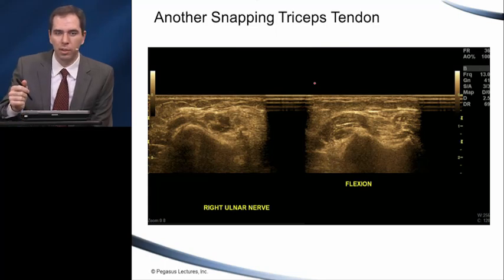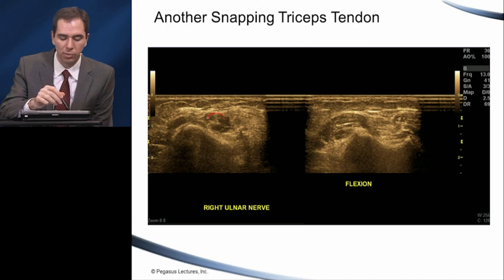This is another snapping triceps syndrome. So we have the ulnar nerve in normal position in neutral, and then with elbow flexion, we have the ulnar nerve dislocate, followed by the medial triceps muscle dislocating over the medial epicondyle.